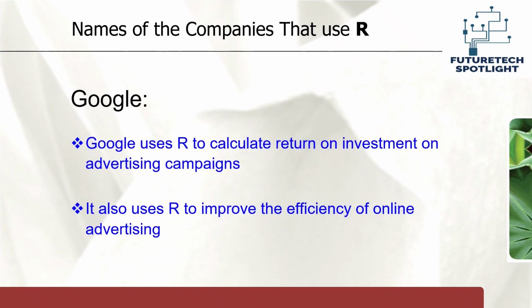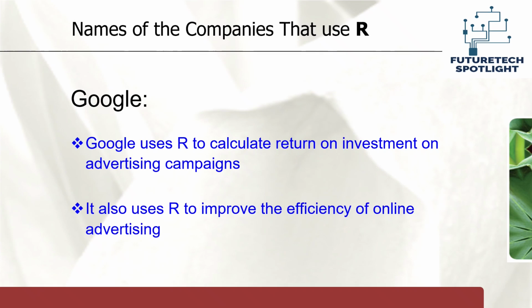Now Google also uses R, yes. Google uses R to calculate return on investment on advertising campaigns. It also uses R to improve the efficiency of online advertising, like Google AdSense. Based on the user profile, Google AdSense always shows relevant advertisements for the user. So how does Google AdSense do that? That comes with R.